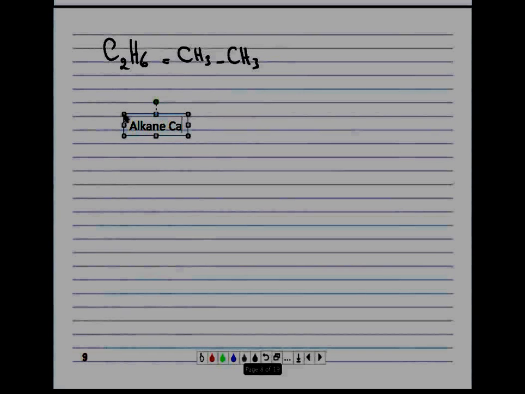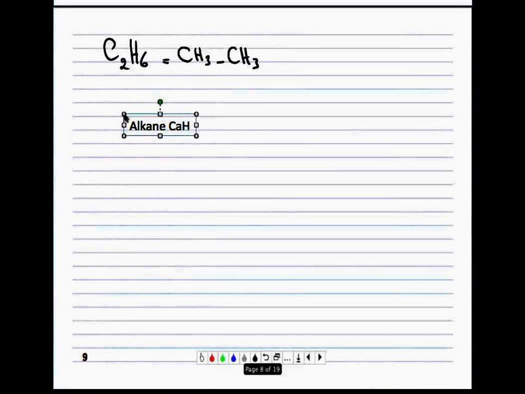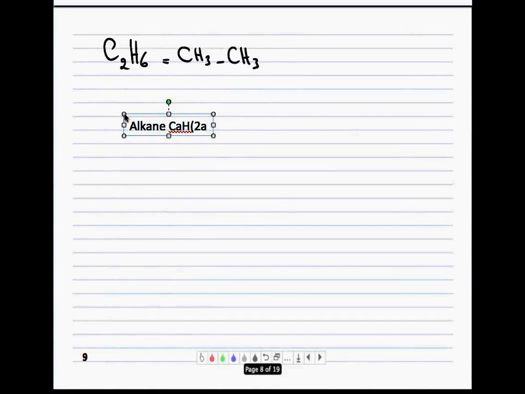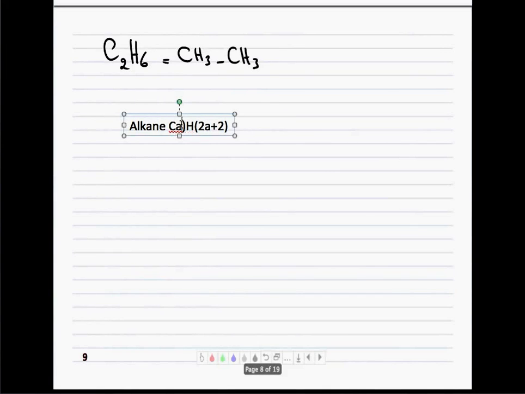The second one is alkene, and the formula is CnH2n. So the number of hydrogens is exactly double the number of carbons. And in that compound, we have a double bond. And the last one is alkyne, whose formula is CnH2n minus 2. We have a triple bond in that compound.